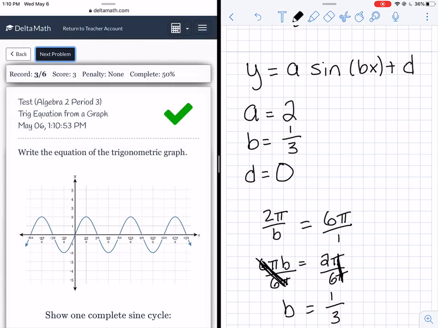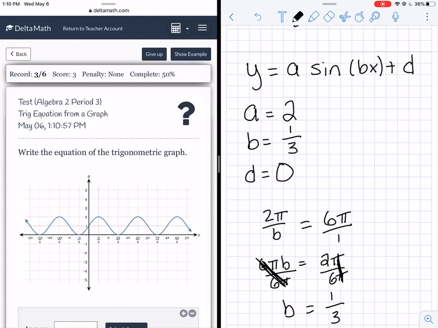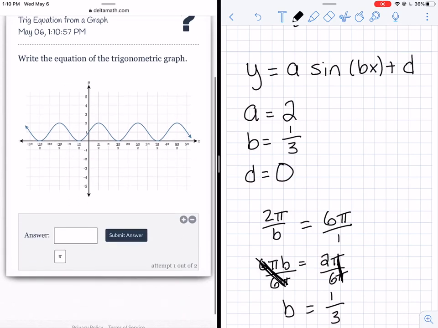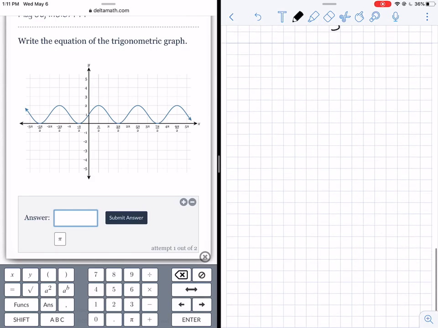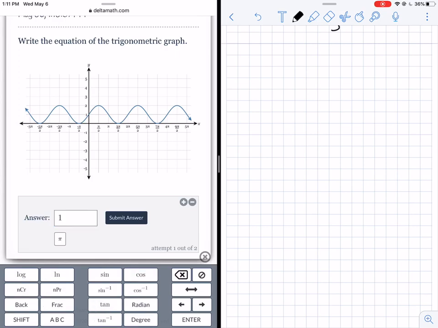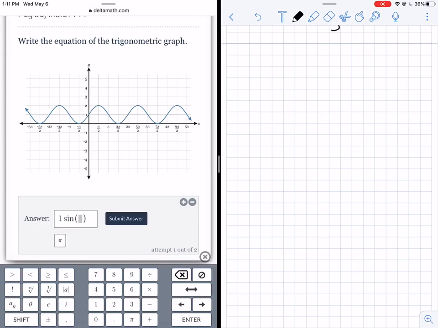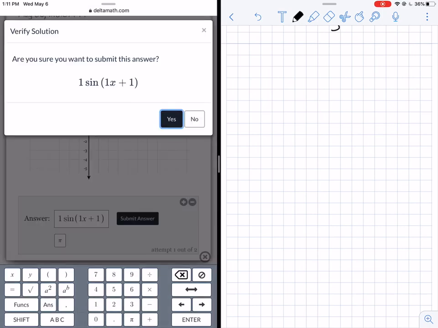Now, if you got it wrong twice, I'm going to show you what happens. I'm going to try one more, and let's say I do it completely wrong. Let's say I know my amplitude is 1. I'm going to say that is a sine function. I know that my period is 1, so I'm going to put a 1 in here. I'm going to put my x, and this is shifted up 1. I'm going to submit my answer.